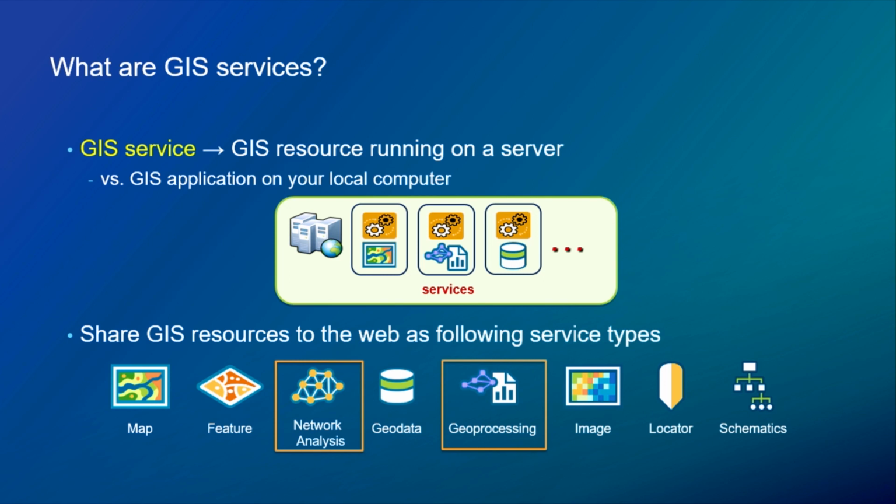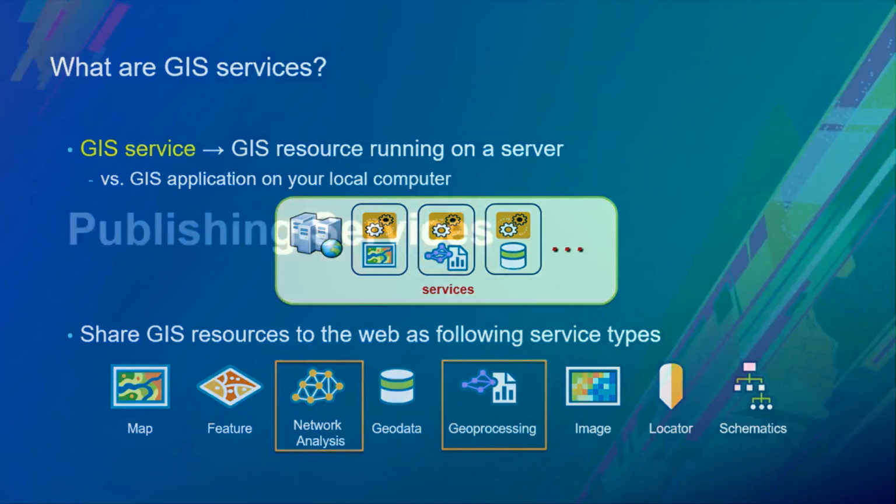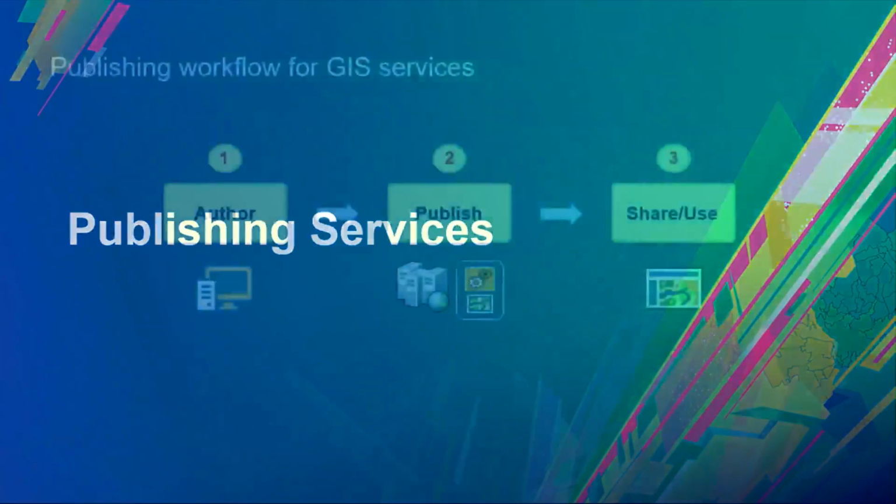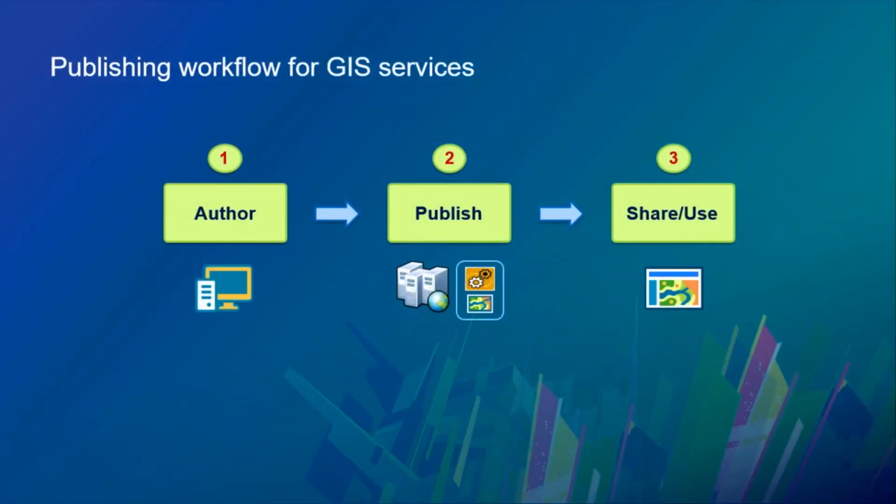ArcGIS Server allows you to publish many different types of services. Network analysis capabilities are covered through these 2 service types, network analysis services and geoprocessing services. So we'll talk about those 2 in a few minutes. So now how do you go about publishing services? There's a 3-step workflow that you need to follow. You need to author the resource using ArcGIS Desktop software. Then you publish that resource as a service to your GIS server, and then you start using those services.